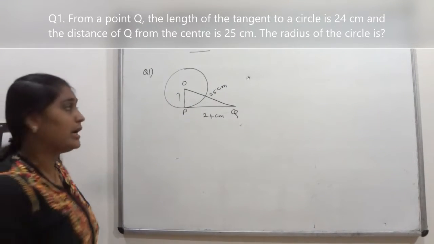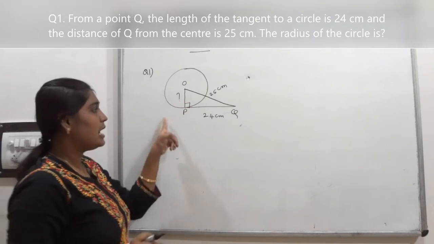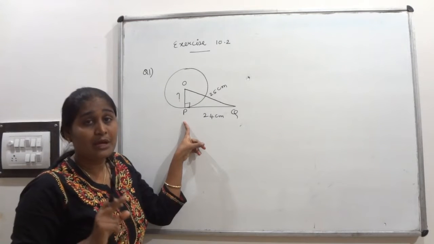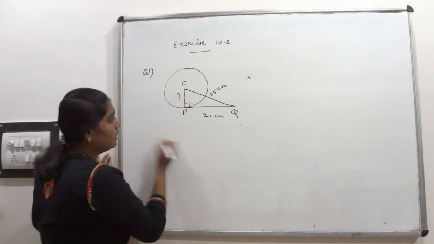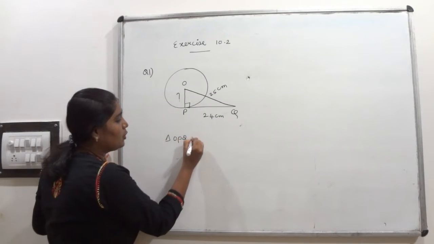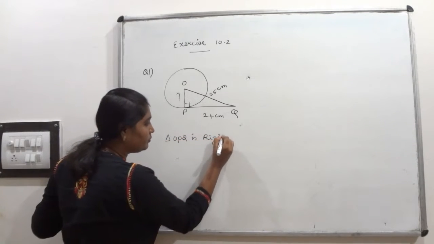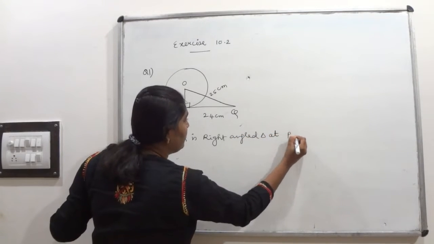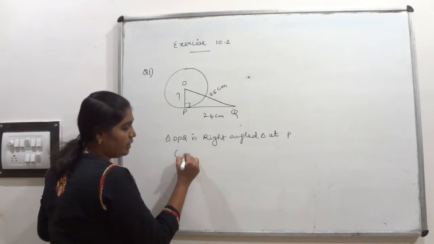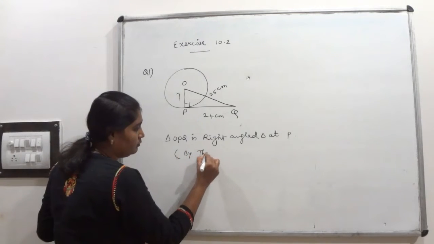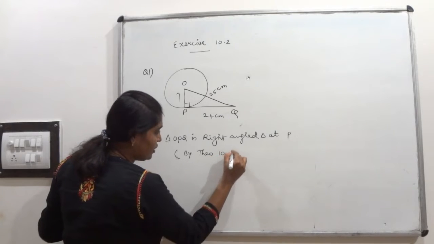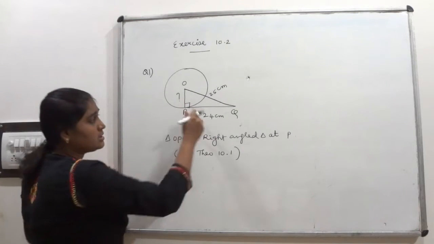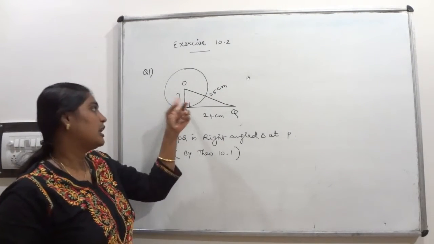So obviously it is a right angle triangle. Why? The radius and tangent are perpendicular through the point of contact, from theorem 10.1. So I can tell that triangle OPQ is a right angled triangle at point P through theorem 10.1. You have to write the theorem statement, okay, so that it's a right angle triangle. So apply the Pythagoras theorem, because I know two sides of that right angle triangle, so we can find out the other side.